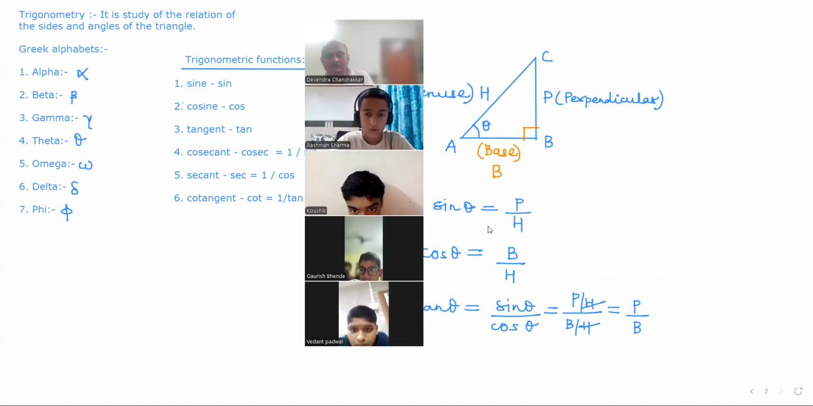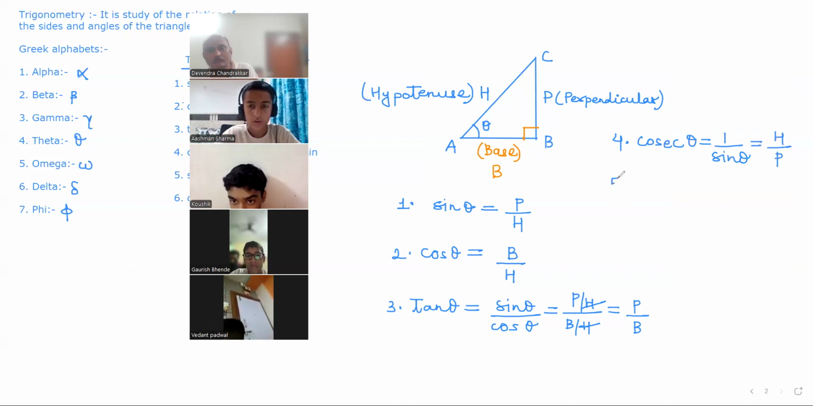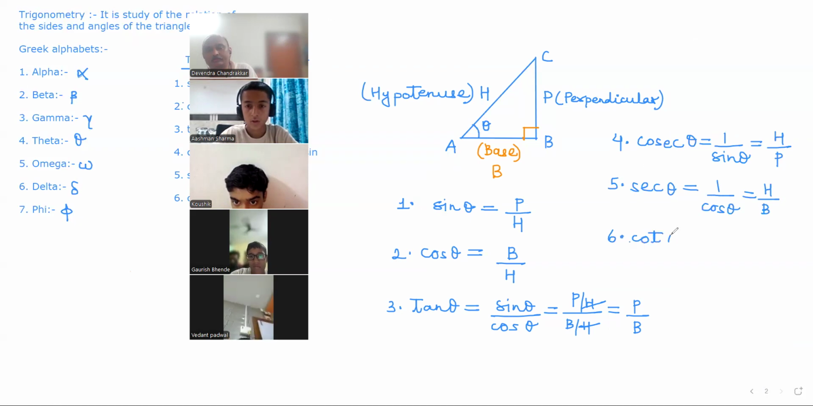Then comes the fourth part, cosecant. As I said, cosec theta is nothing but 1 by sin theta, and that is H upon P. Fifth one is sec theta. Sec theta is nothing but 1 upon cos theta, and this is H upon B. And the last one is cot theta. Cot theta is nothing but 1 upon tan theta, and this is B upon P.